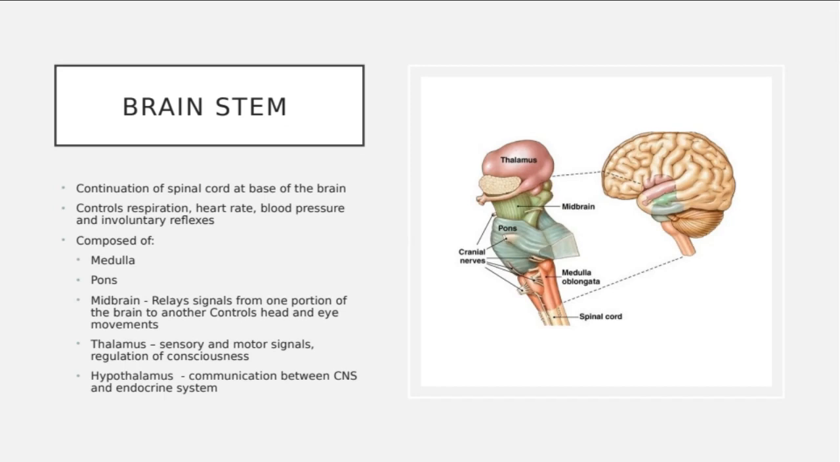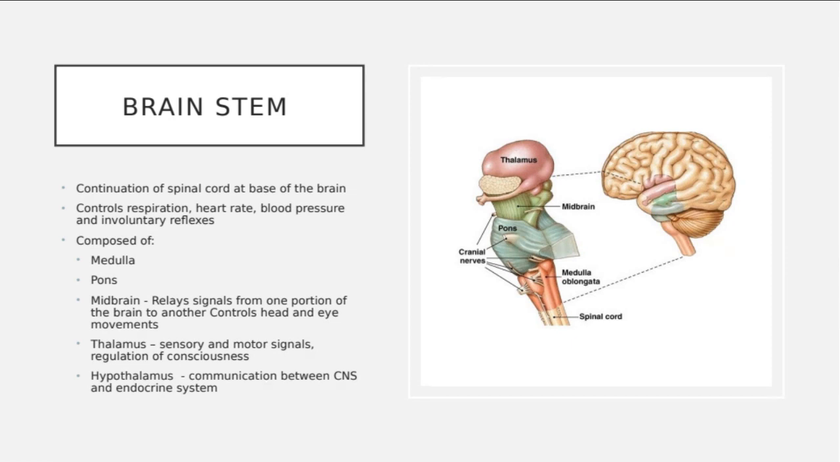The stem itself collectively, all of these sections put together, is going to be the main responsibility for respiration, heart rate, blood pressure, and our reflexes. So all of those primitive movements and functions of our body are going to be controlled by that brain stem. Now, those different regions include the medulla, the pons, the midbrain, the thalamus, and the hypothalamus.